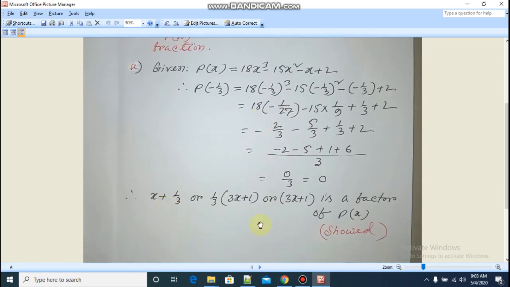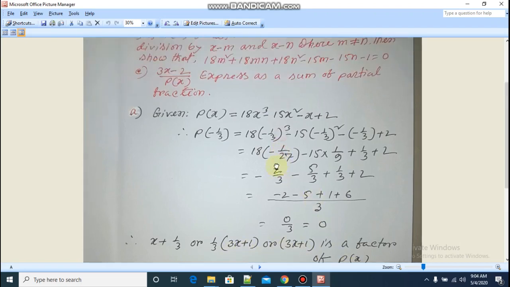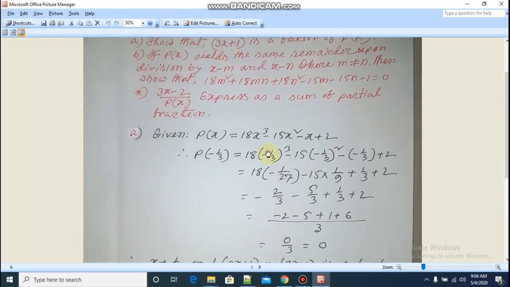So x plus 3 is a factor of P of x, or we take 1 by 3 as common, because multiplying 1 by 3 and 3x plus 1 we get x plus 3. So x plus 3 is a factor of P of x, or 1 by 3 into 3x plus 1 is a factor of P of x. So 3x plus 1 is a factor of P of x. Proved.